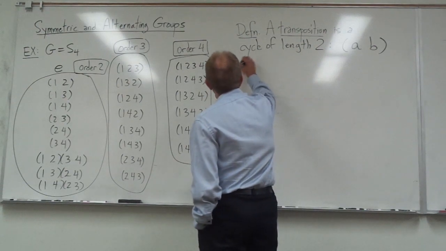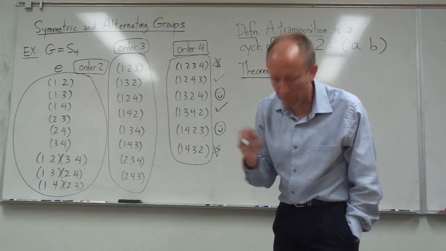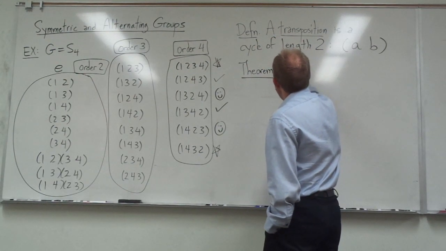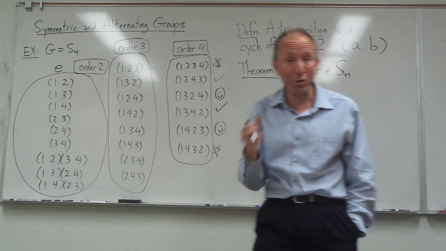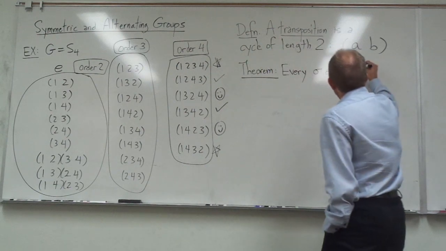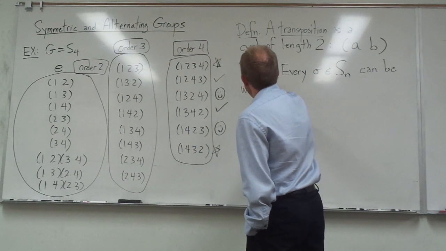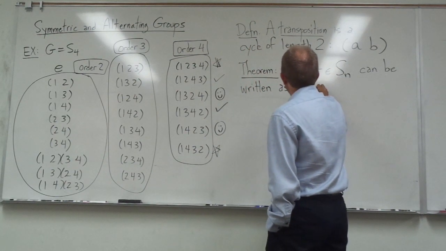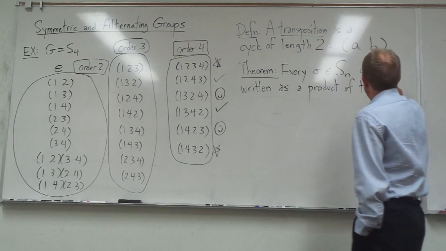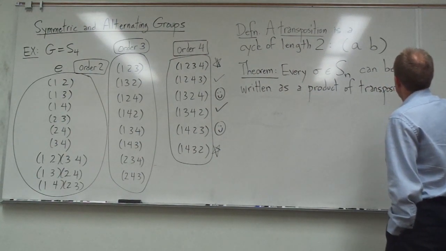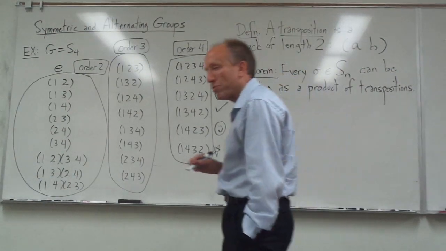But what's really nice about the idea of a transposition is the following little theorem, which is going to be very easy for me to explain. It just says that every element sigma in the symmetric group, so anytime you take an element out of a symmetric group, that sigma can be written as a product of transpositions. Okay, so every sigma can be written as a product of transpositions.